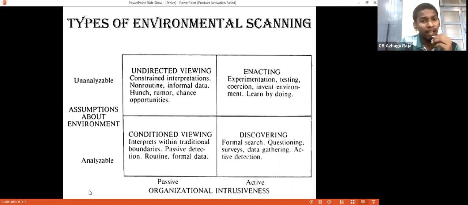And then what is active? Active scanning talks about there are again two, analyzable and unanalyzable. In the case of unanalyzable, enacting, that is experimentation, testing, coercion, invent environment, and learn by doing it. So in the case of active, you learn by doing it, because you take some action without having a preconceived idea. You take action, that is you face the risk and then you learn by doing it. But what is analyzable? Discovering is the point which combines active and analyzable, and formal search, questioning, surveys, data gathering, active detection. So after things happen, you analyze.